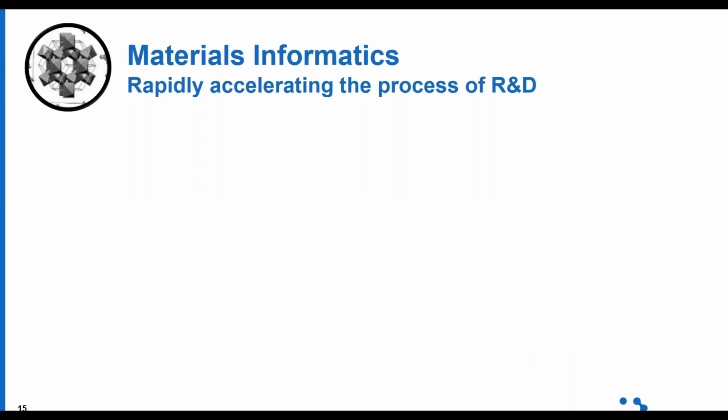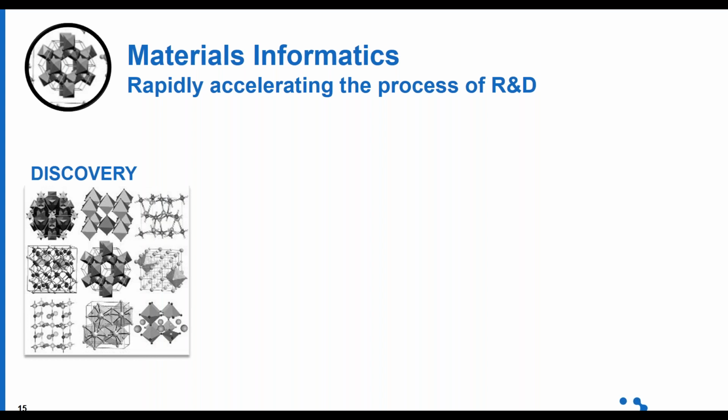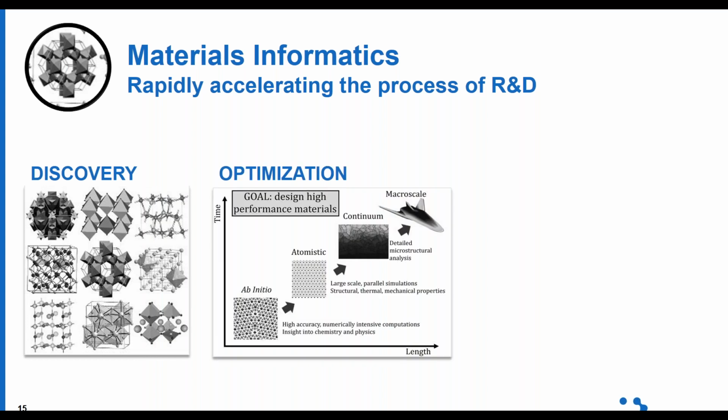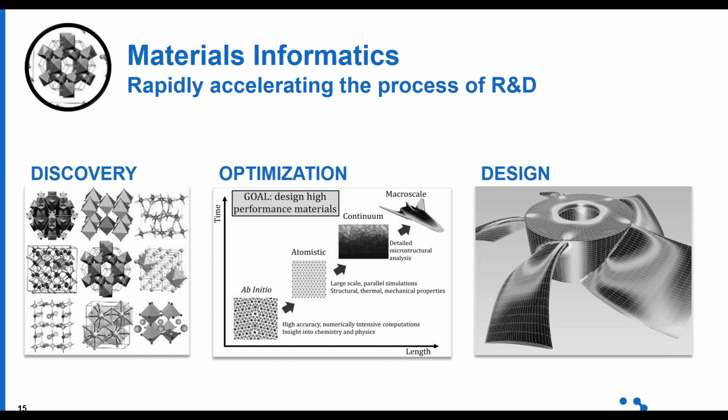So materials informatics. This combines machine learning and advanced statistical methods to really accelerate the process of R&D. It can be used in materials discovery, materials optimization, and the design of materials and products. So this really has the effect of essentially reducing the amount of laboratory testing that's needed and shortening the timeline of developing a new material, formulation, or product.